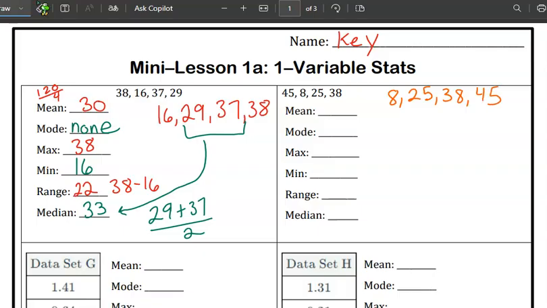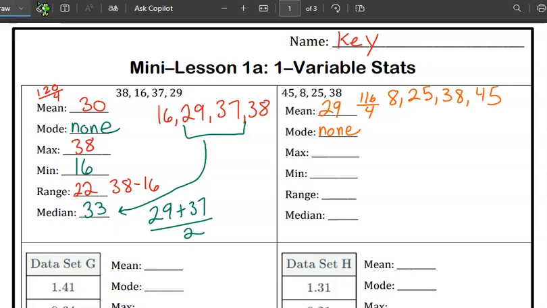To calculate the mean, you add all of the numbers up and divide by the number of things. In this case, it is 4. 116 divided by 4 is 29. The mode is the most popular. They all appear once, so again there's no mode.